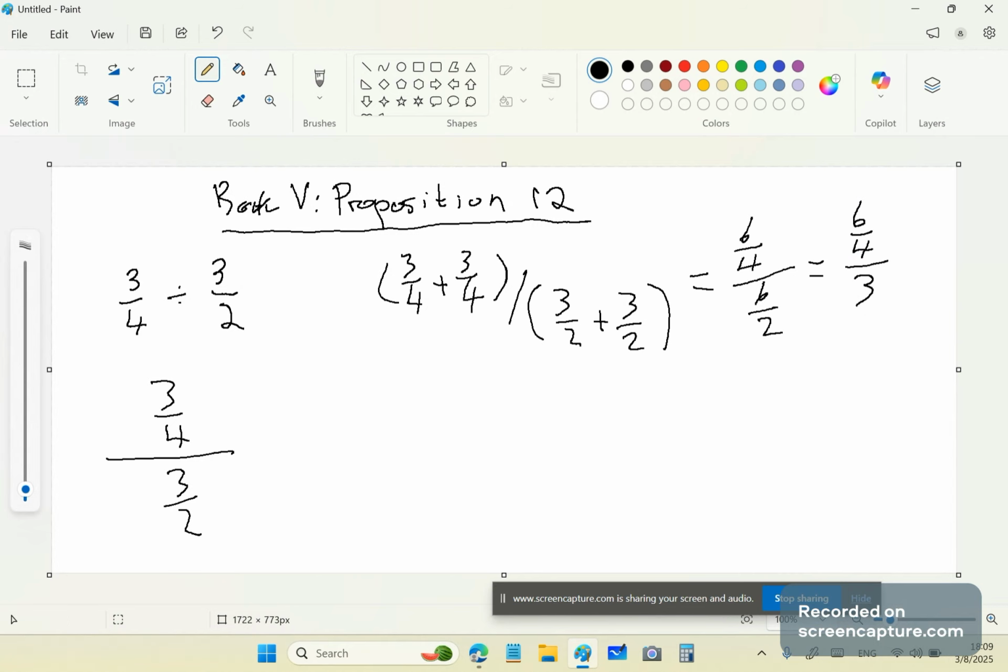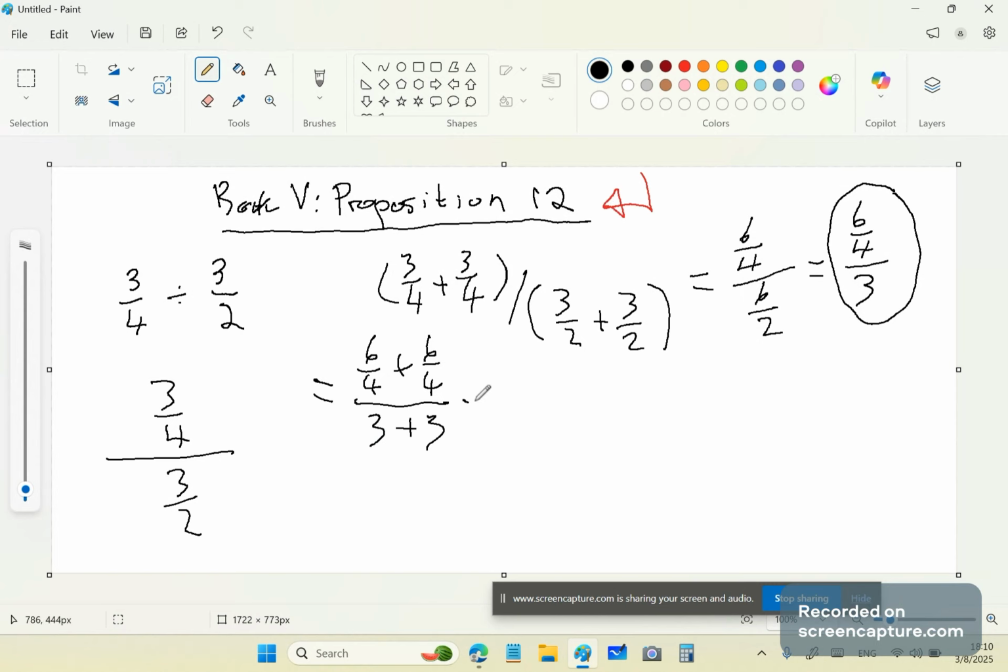Now you've still got this little guy here, and you can say, if I add 6/4 to 6/4, I'm going to get 12/4, but I do the same thing to the bottom, 3 plus 3. So I just reapply this proposition, as many times as I like. And so that becomes 12/4 over 6. Make sense? And then, of course, 4 measures 12 exactly, 3 times, and 6 is 2 times 3.